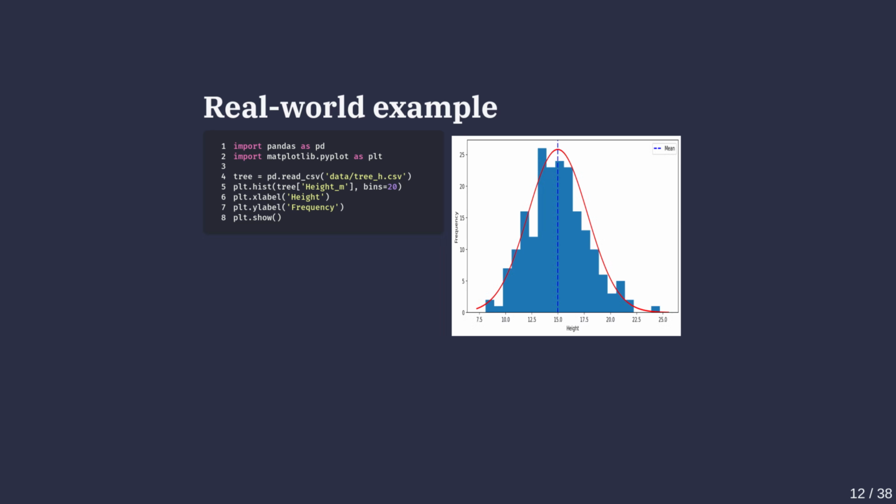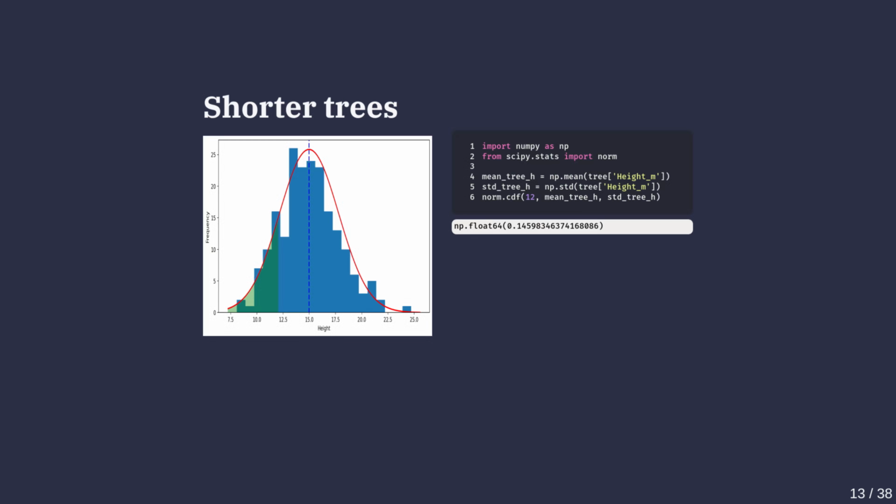Since the tree heights follow a normal distribution, it becomes easy to answer several questions about the dataset. Let's ask, what percent of trees are shorter than 12 meters? We'll use the scipy.stats package to answer this question. We'll import norm from scipy.stats, then we will call norm.cdf with 12 as the first argument, followed by the mean and standard deviation of the tree heights. The mean and standard deviation were calculated using the mean and std function from NumPy. As we can see, 14% of the trees are shorter than 12 meters.